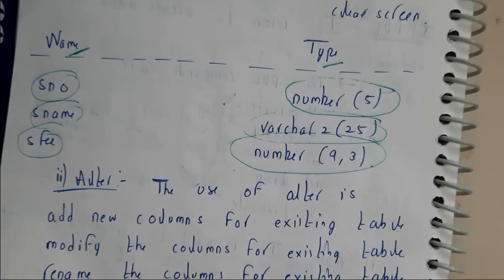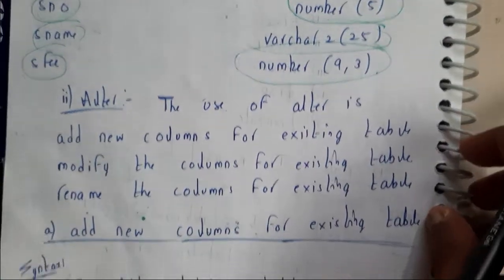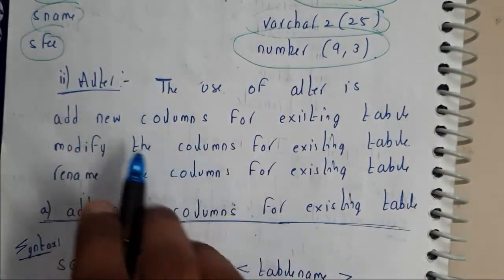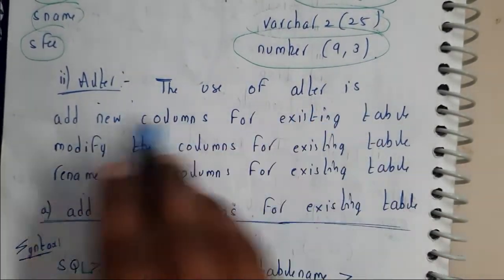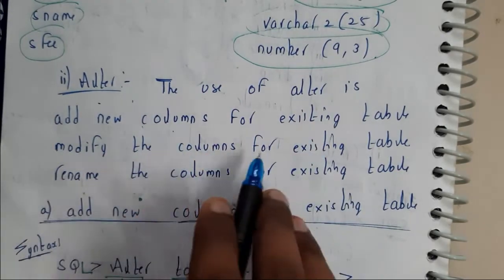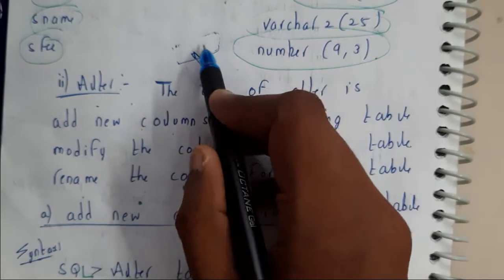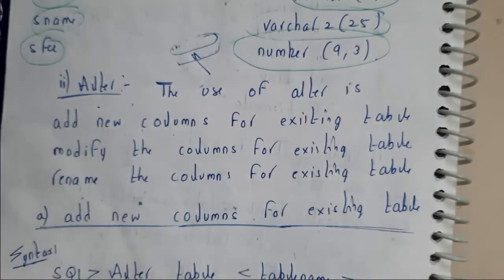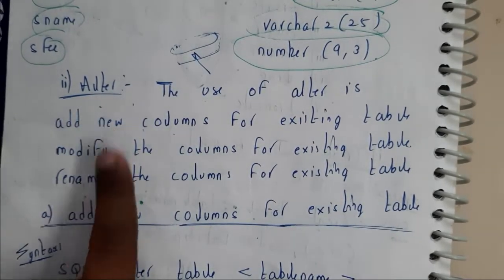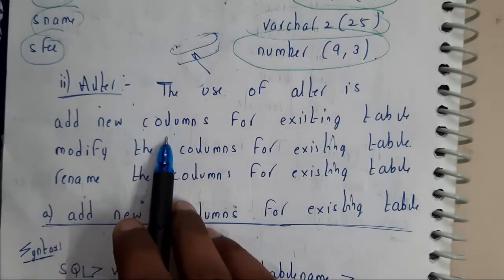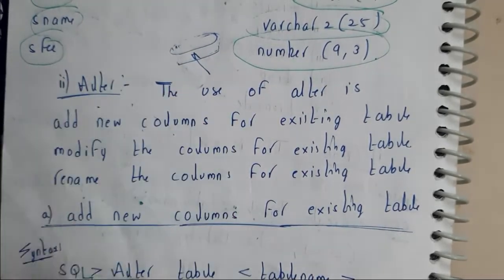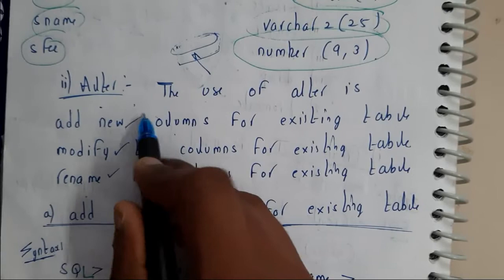Okay. So now let us continue with the next topic, that is nothing but alter. Basically the use of alter is to add new columns to an existing table. So now you created a table, but now you want to add some columns or do some modification in columns. Remember, all the modifications can be done by using this alter, guys. You can do 3 different operations on this. You can modify, rename, or add a new column.